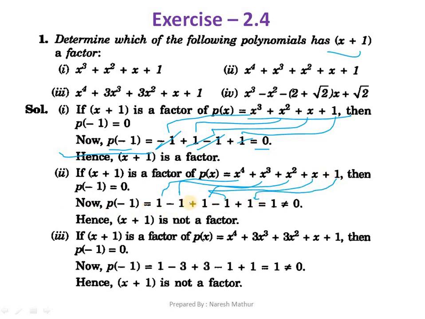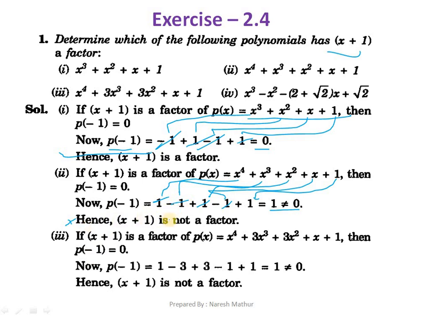So at the end of this we'll get 1 as remainder, because this 1 and minus 1 cancel, this 1 and minus 1 cancel, we'll get 1 as the answer, which is surely not equal to 0. So if we are getting a non-zero answer, then we can say it is not a factor of the given p of x. I think it is clear to all of you, right? Let's see the next question.